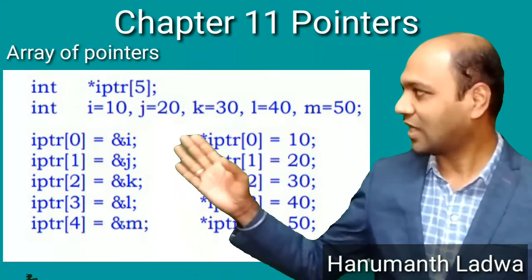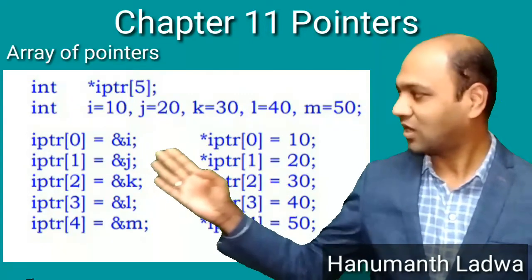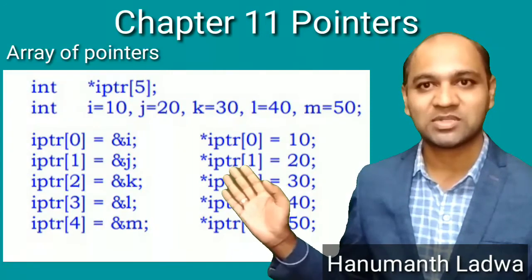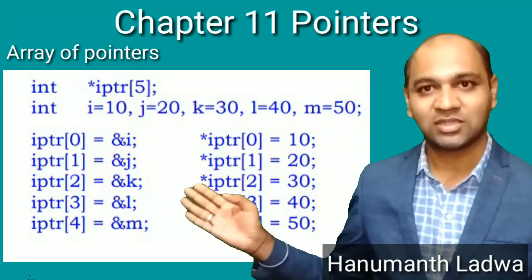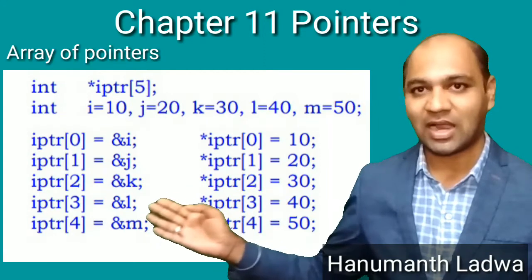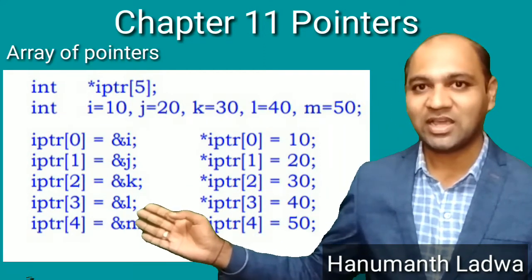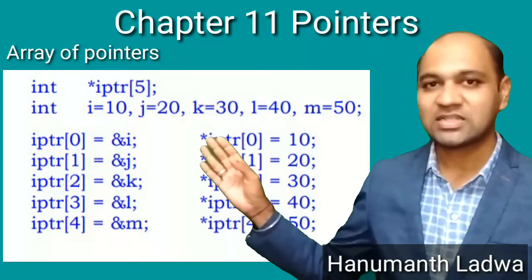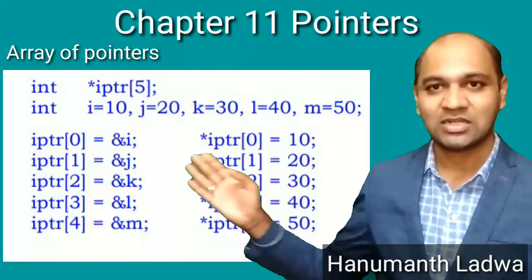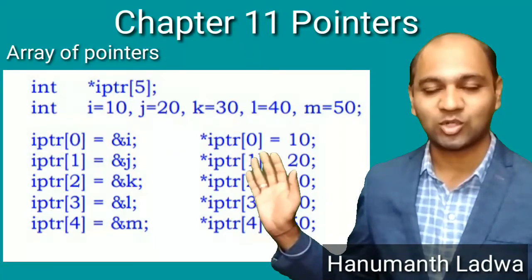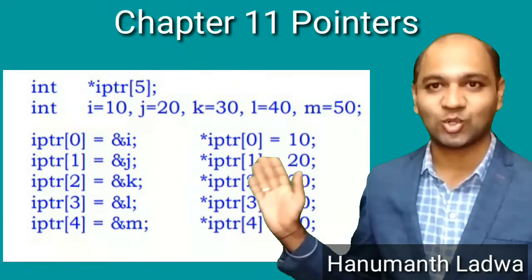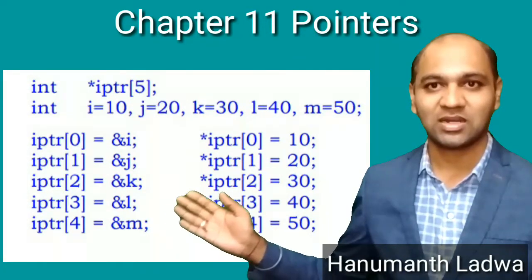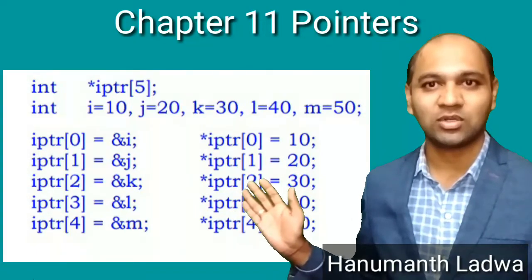Here you can clearly see that iptr[0] is equal to &i, iptr[1] is equal to &j, iptr[2] is equal to &k, iptr[3] is equal to &l, and iptr[4] is equal to &m. And here you can see *iptr[0] is equal to 10, *iptr[1] is equal to 20, *iptr[2] is equal to 30, *iptr[3] is equal to 40, *iptr[4] is equal to 50.